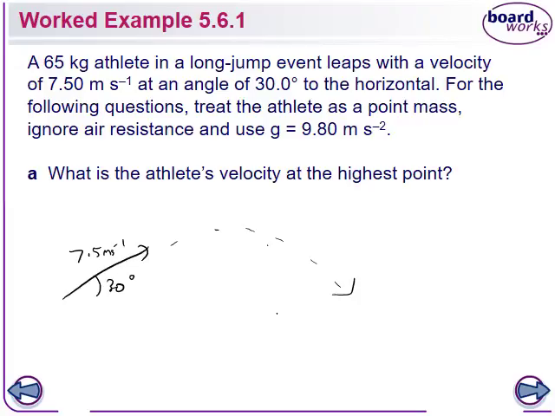All right, so our athlete is traveling in a parabolic arc. We have 7.5 meters per second and 30 degrees. We want our athlete's velocity there. What do we need to specify a velocity? What is our answer going to look like? What do we have to give? Magnitude and direction.